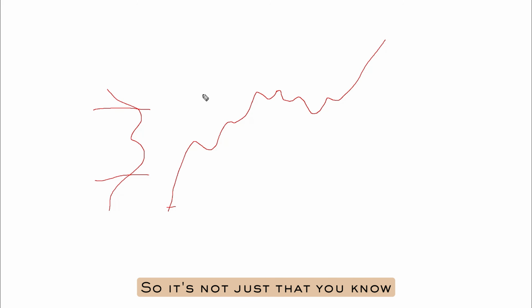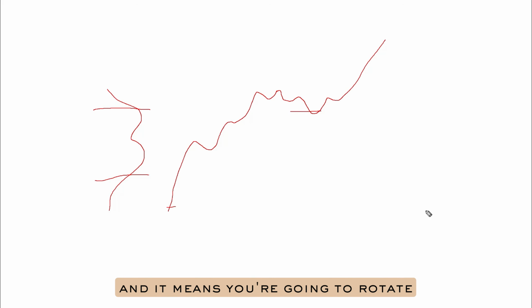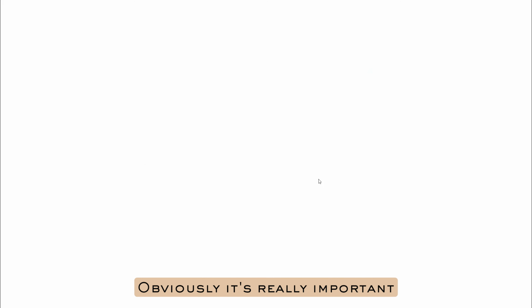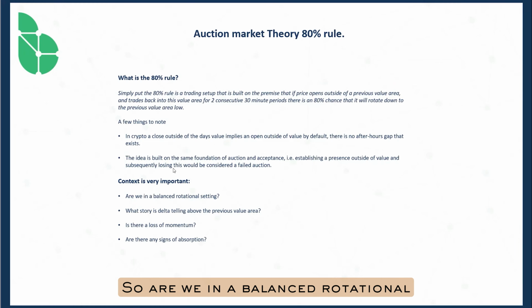Okay, so it's not just that you've closed outside of value and the next day you've opened outside of value and you touch inside of value once and it means you're going to rotate all the way back down to the low. Obviously, it's really important to take this into consideration within the given context. All right, so are we in a balanced rotational setting to begin with?